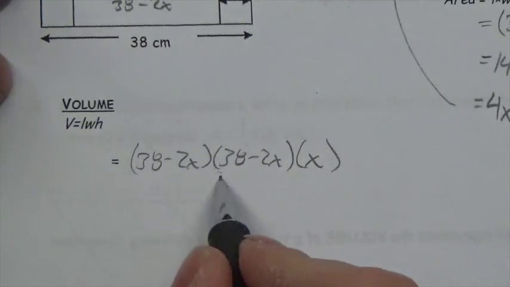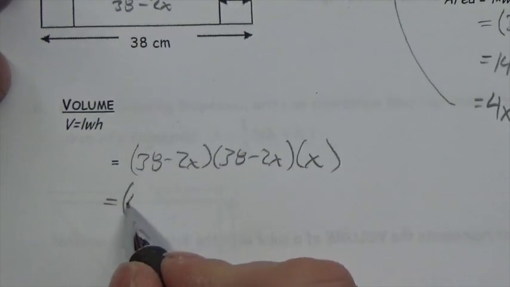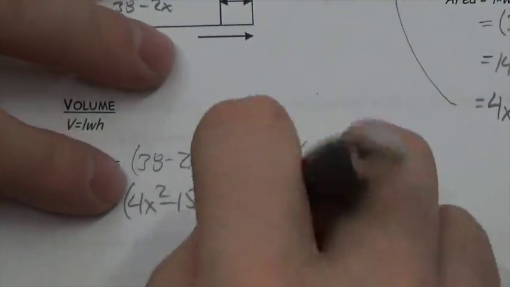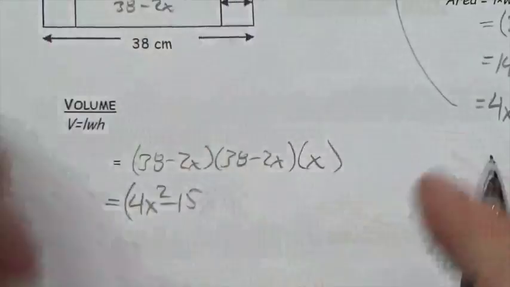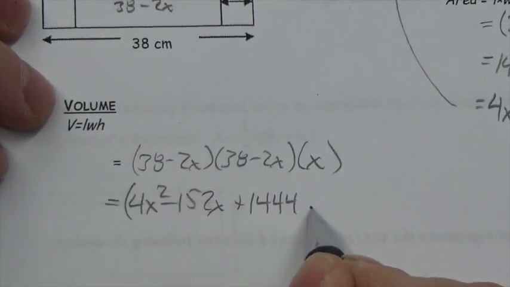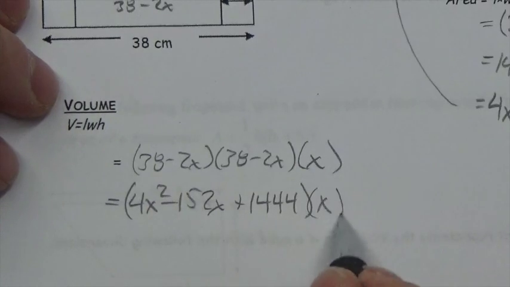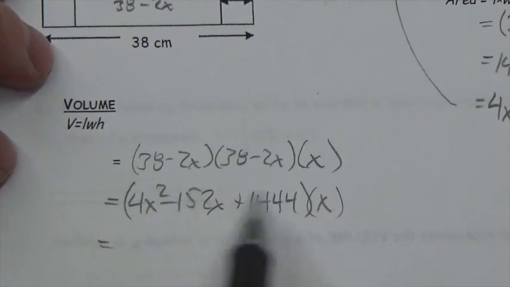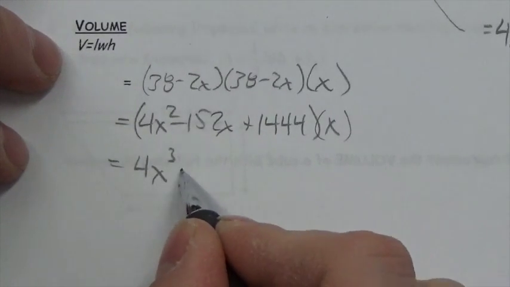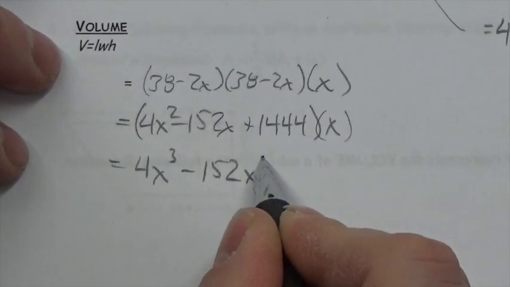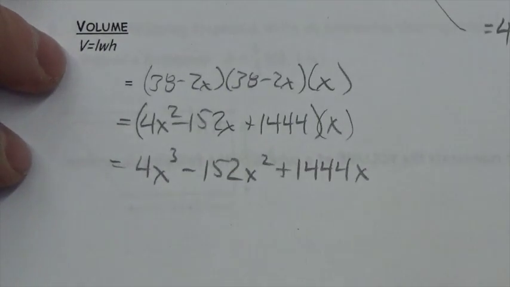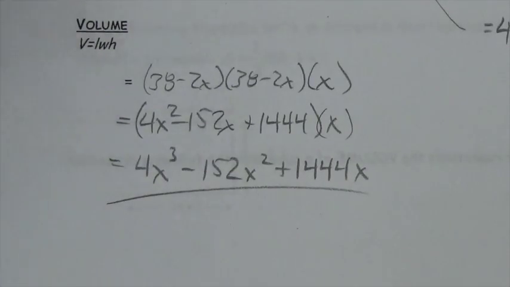Now, I already know what that is because I just found the area. 4x squared minus, whoops, sorry, forgot the 2, minus 152x plus 1,444. And I'll multiply that all by x. So what I'm going to do now is just distribute that x to get 4x cubed minus 152x squared plus 1,444x. And there's the expression for my volume.